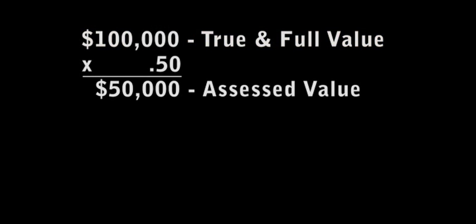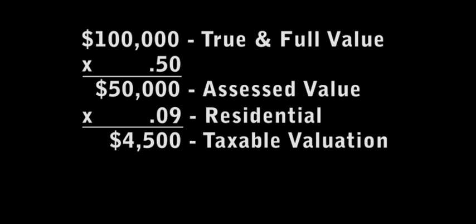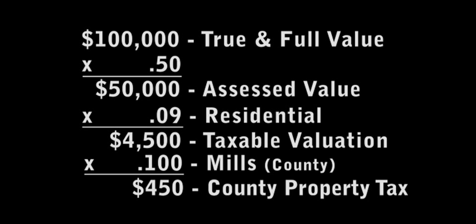The county auditor takes each property's true and full value and cuts the number in half, which is the assessed value. Then the auditor takes the assessed value and multiplies that by the taxable valuation percentage to find the property's taxable valuation. Finally, the property's taxable valuation is multiplied by the number of mills, leaving the auditor with the final tax bill for the property.